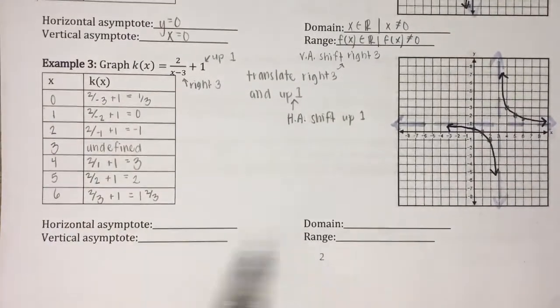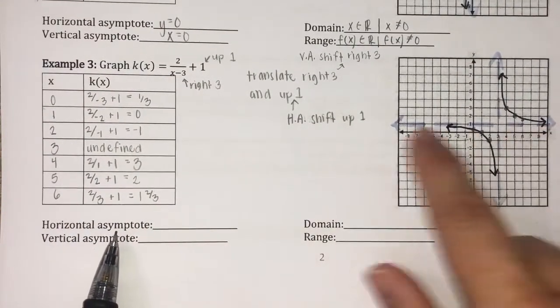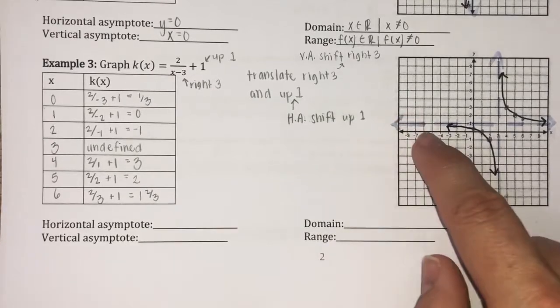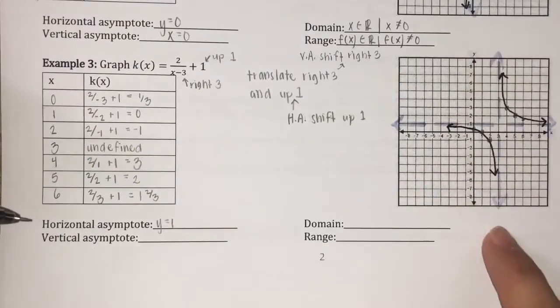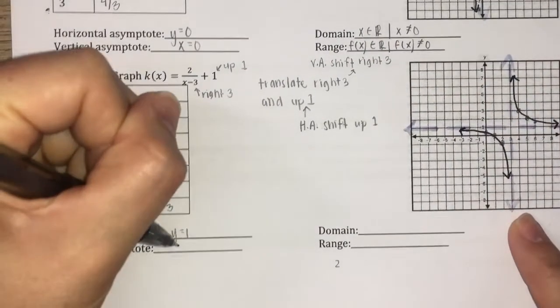Okay, and then we talked about how our horizontal asymptote, the flat one, was shifted up 1, so now it's at y equals 1. And then the vertical asymptote has shifted right 3, so now it's at x equals 3.